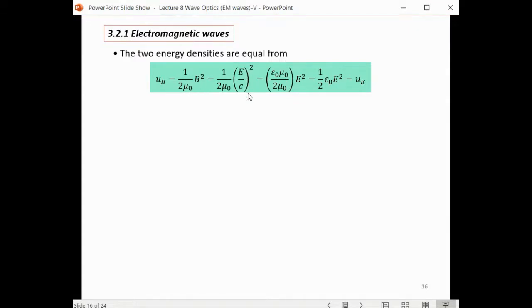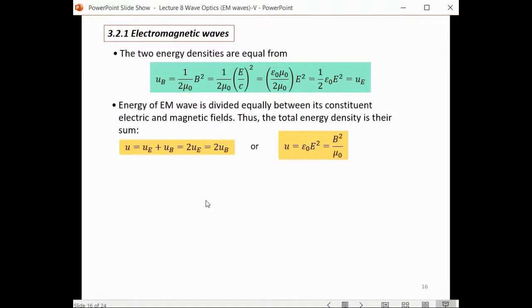Substituting B with E over c, squaring it, and substituting 1 over c squared with epsilon 0 and mu 0, we will then get half epsilon 0 E squared, which is equal to the energy density associated with the E field. In other words, the energy of the EM wave is divided equally between its constituent electric and magnetic fields. Therefore, the total energy density would be the sum of the two of them. So you can write it as 2UE or 2UB.